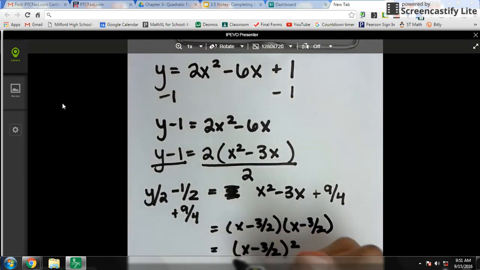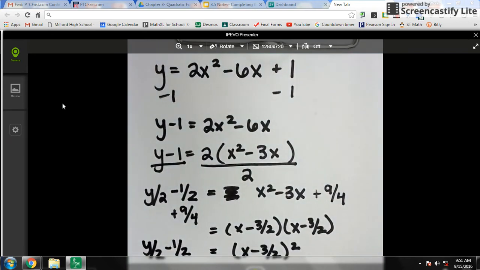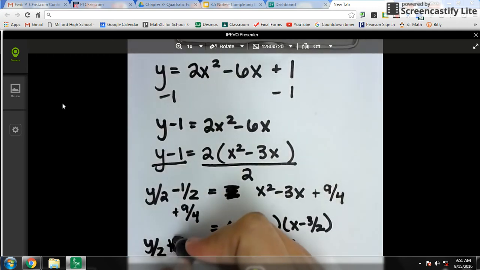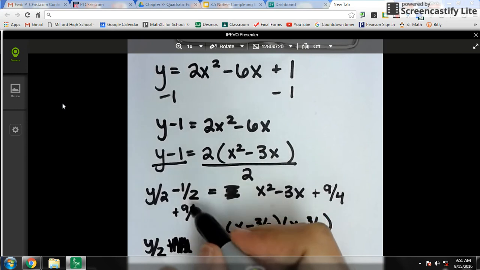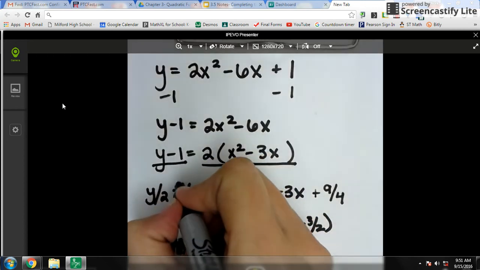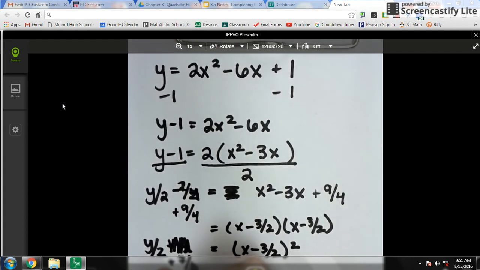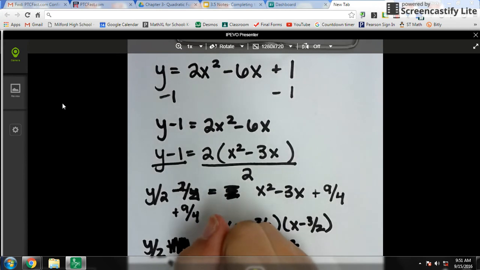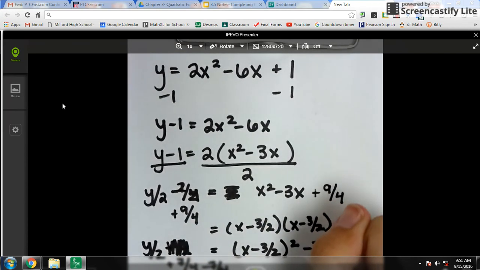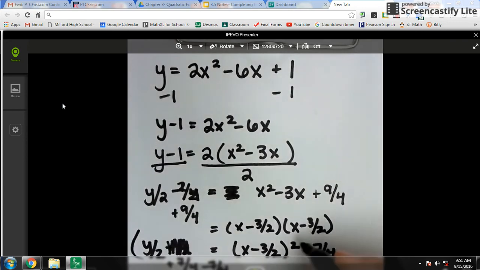Over here, we have y over 2 minus 1/2. Sorry, we also have to add our 9/4. So negative 1/2 plus 9/4. This would be negative 2/4 plus 9/4, which is going to give us 7/4. Now, what we have to do is subtract 7/4 to bring it back over to this side. And then we have to multiply the whole thing by 2 to get y by itself.